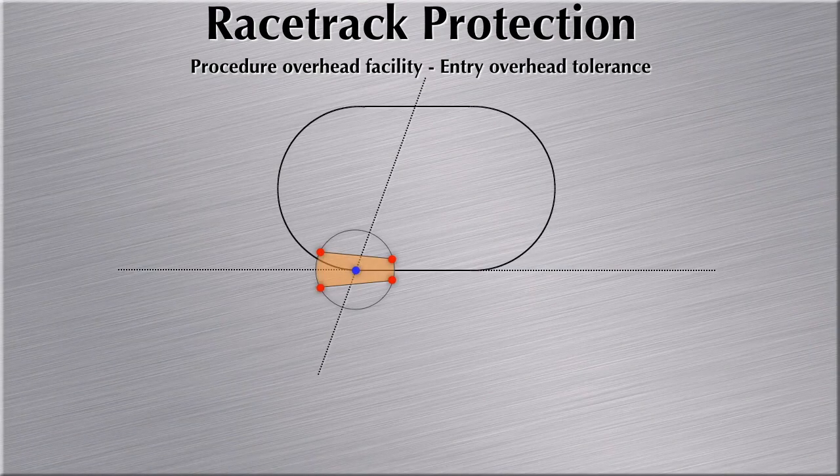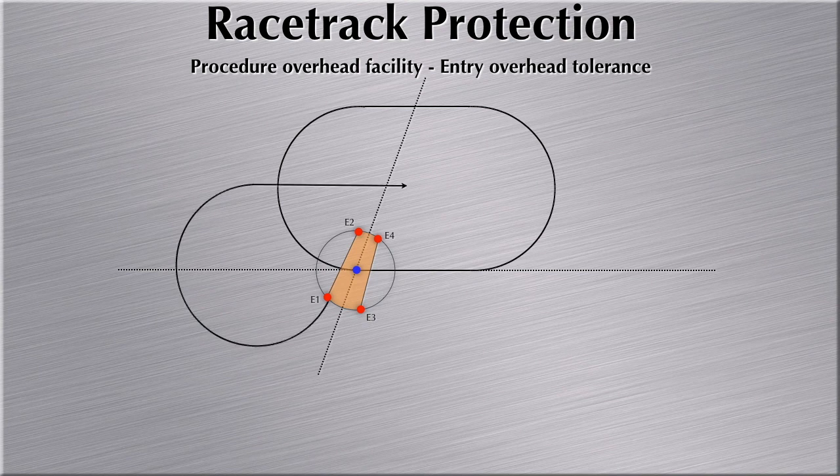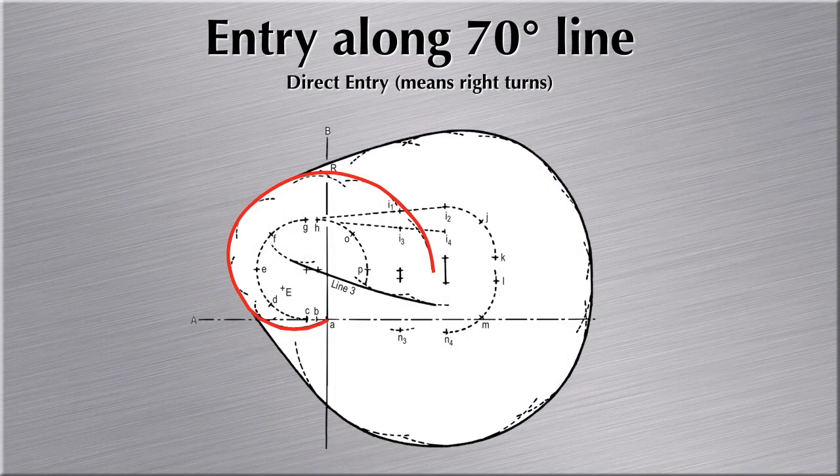When an entry is flown along the 70-degree separation line between the entry sectors, we need to rotate the overhead tolerance area of the VOR or NDB by 70 degrees to align it with the separation line. This will result in the points E1, E2, E3 and E4. Now you can also see the extreme cases, and that is flying a direct entry from E1 and a parallel outbound from E3. In order to protect the entry procedures, we take the template as shown.